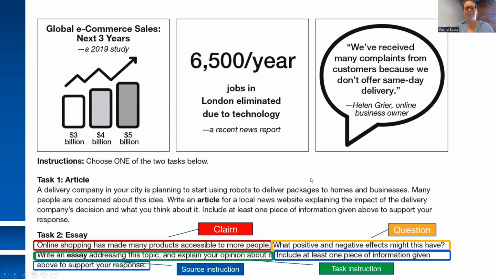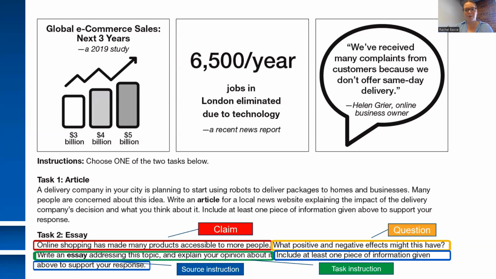Taking a look at the essay, at the beginning we have a claim. Online shopping has made many products accessible to more people. And then we have the question, again addressing the multiple viewpoints of this issue. What positive and negative effects might this have? The task instruction: write an essay addressing this topic and explain your opinion about it. And the source instruction: include at least one piece of information given above to support your response.